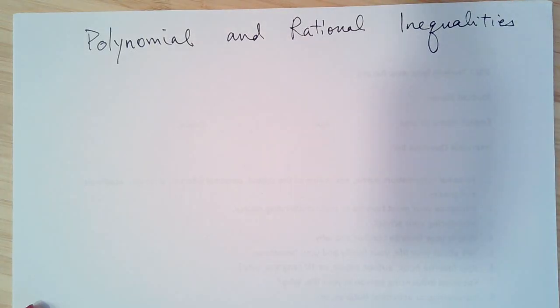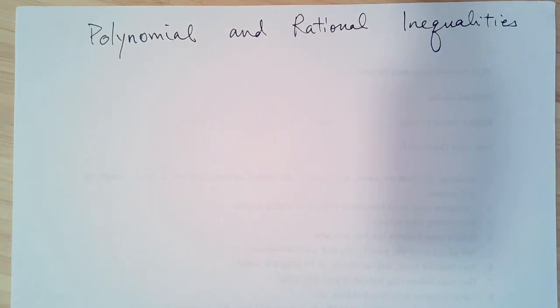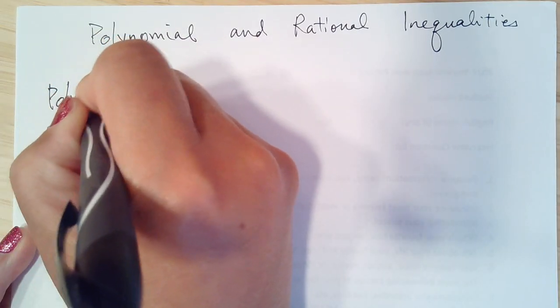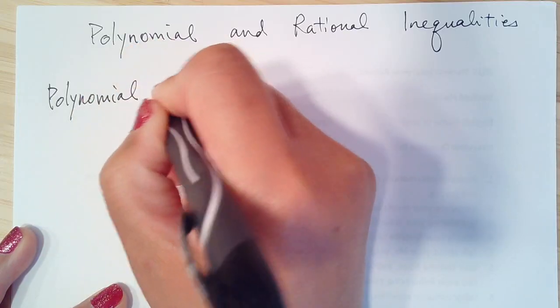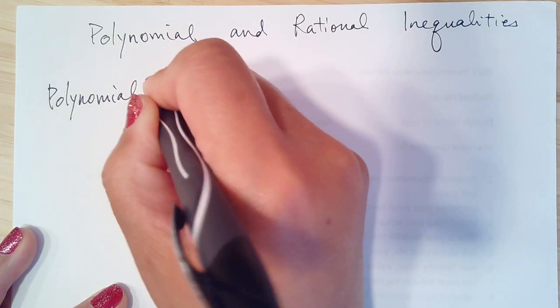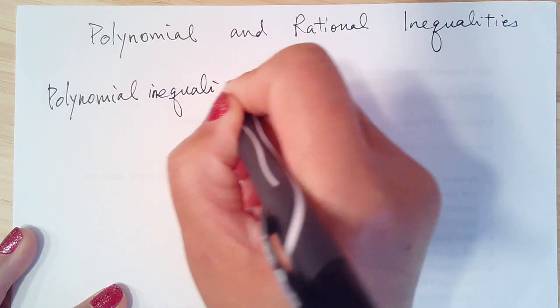That means not equal to, right? Equation means equal to, and inequality is not equal to. So let's deal with the polynomial inequality first.